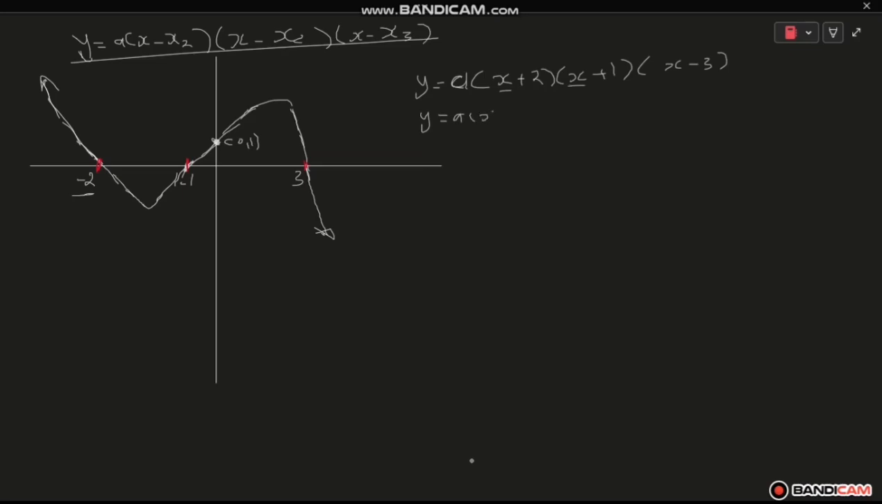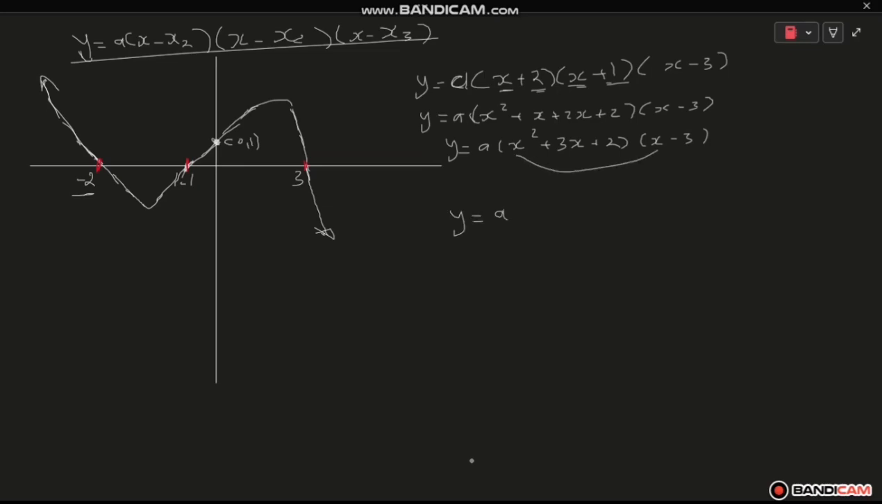x times x is x squared. Then x times 1 is positive x. 2 times x is positive 2x. 2 times positive 1 is 2, and x minus 3. Then you simplify these ones. We're having 3x here plus 2, then x minus 3. Then you can do the FOIL of the remaining, right?